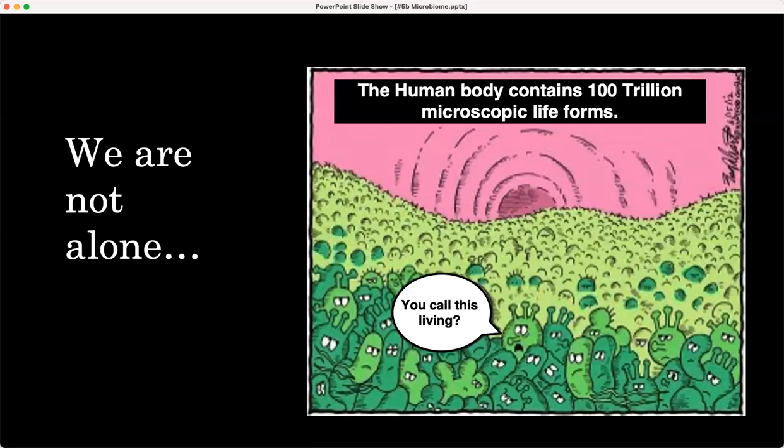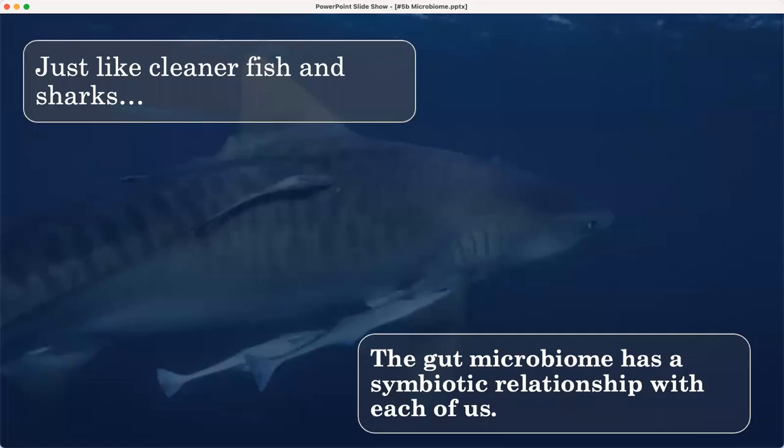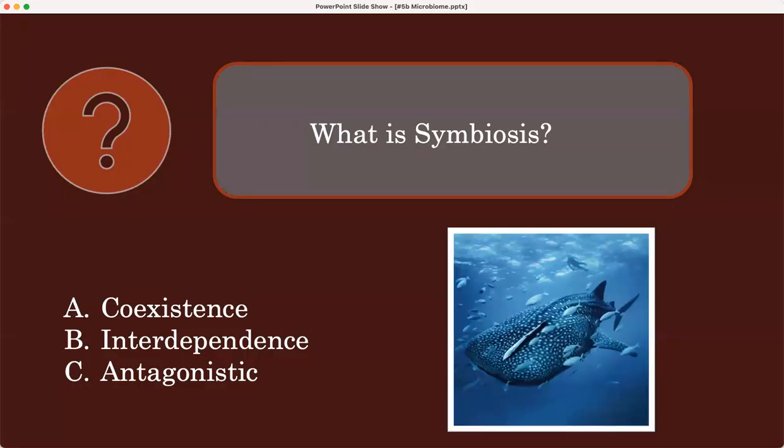So we are not alone. The human body contains 100 trillion microscopic life forms. Now, these are not just bacteria, these are multiple different types of life forms. And they live within a symbiotic relationship with the human body. So think of it as these cleaner fish that travel along next to sharks, or these whale sharks.